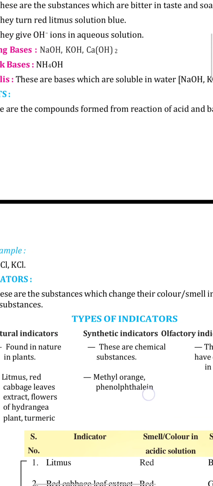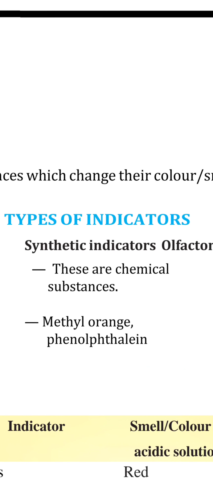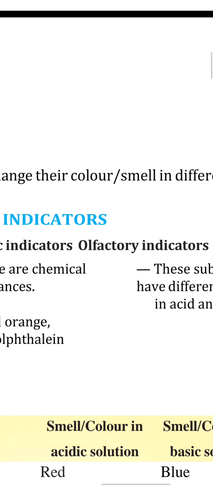We have different types of indicators. Natural indicators are found in nature, in plants, like litmus, red cabbage leaves, etc. Flowers of the hydrangea plant and turmeric. Synthetic indicators are those chemicals which give different colors at different pH, like methyl orange and phenolphthalein. These are called acid-base indicators.